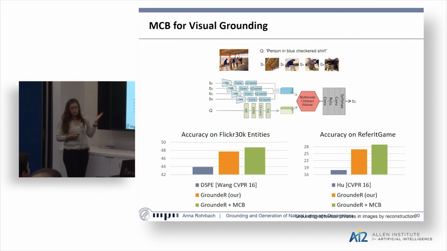We also showed that for the grounding task, the same holds. We can get improvements in grounding performance on two data sets that we looked at, and we get better than our best previous fully supervised result. So this seems to be really general for different language vision problems.